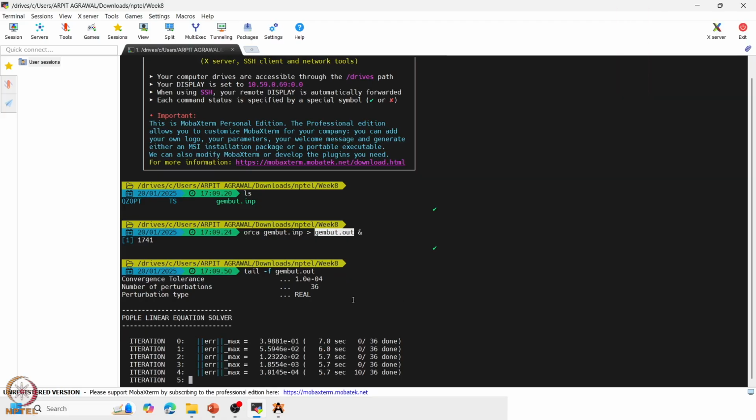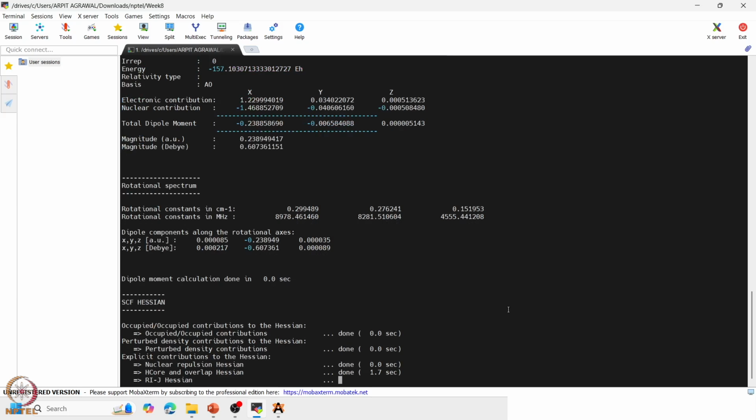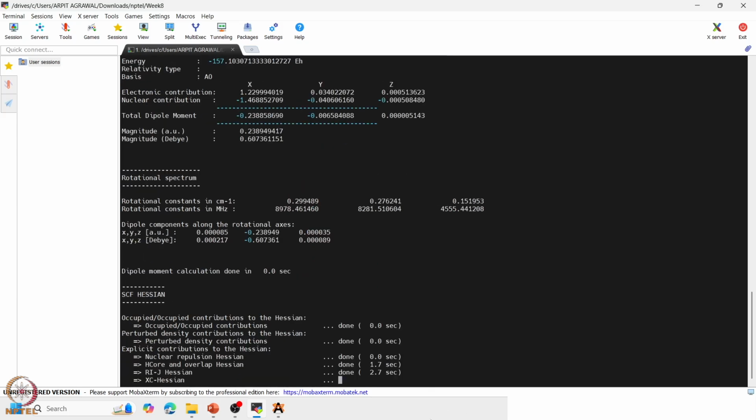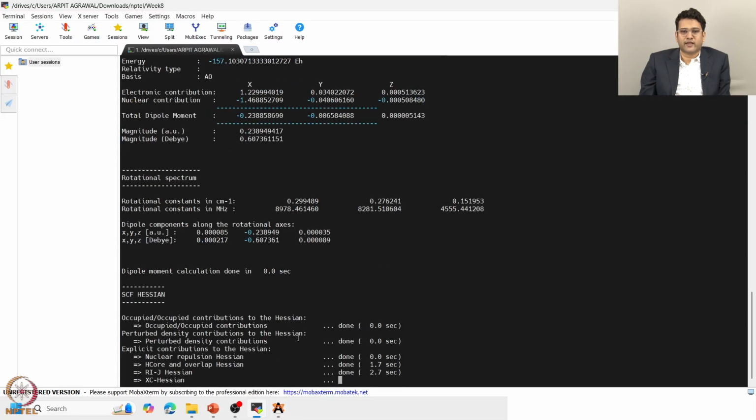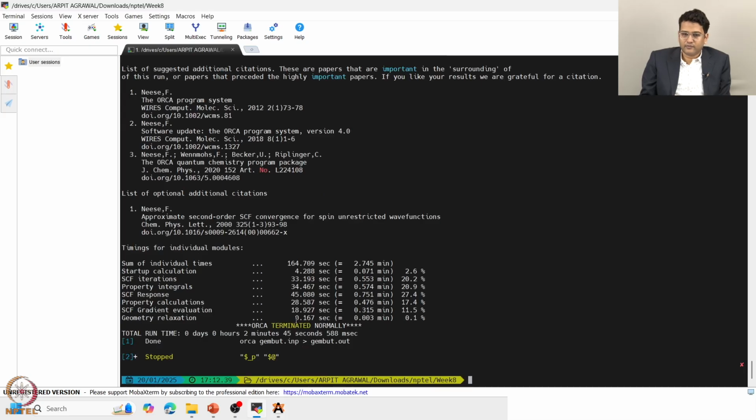So this essentially means the optimization is converged. Now it's trying to do the Hessian calculation. So now let's wait for it to get finished and then we can submit the trans job. It's done. It's taken 2 minutes 45 seconds, so not a bad one. Let us submit the trans butene job.